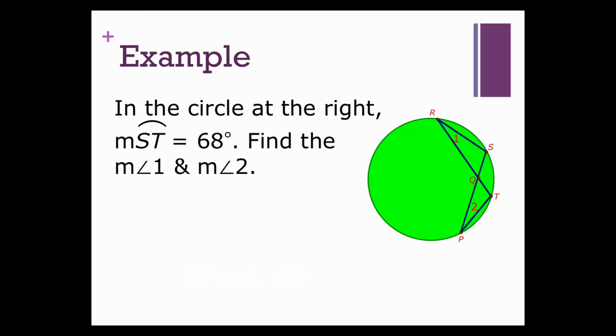Okay, so let's do angle 1 first. Where's the vertex? It's R. And where is R located? Is it on the circle or at the center? On the circle. What's the intercepted arc of angle 1?